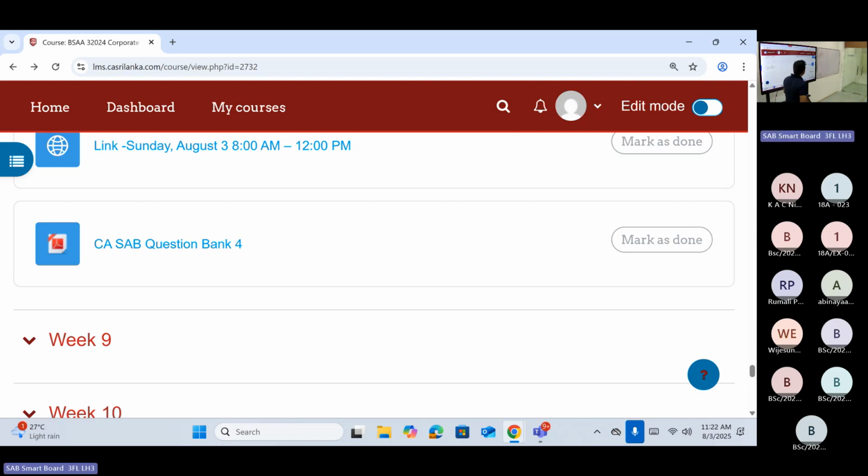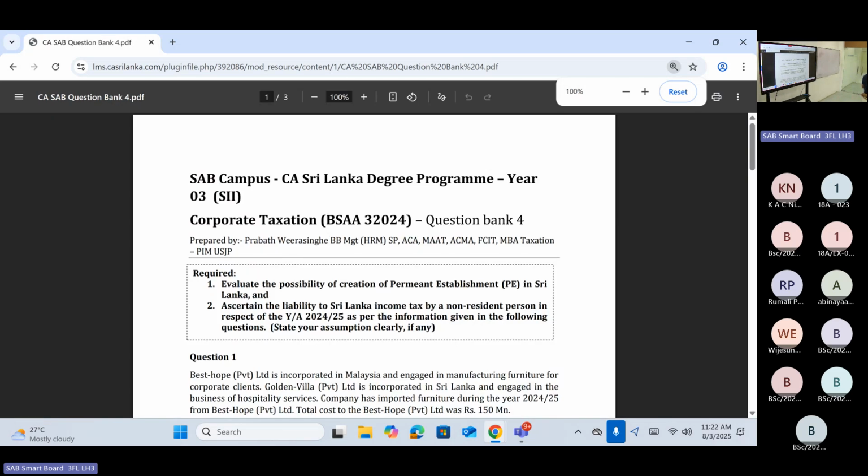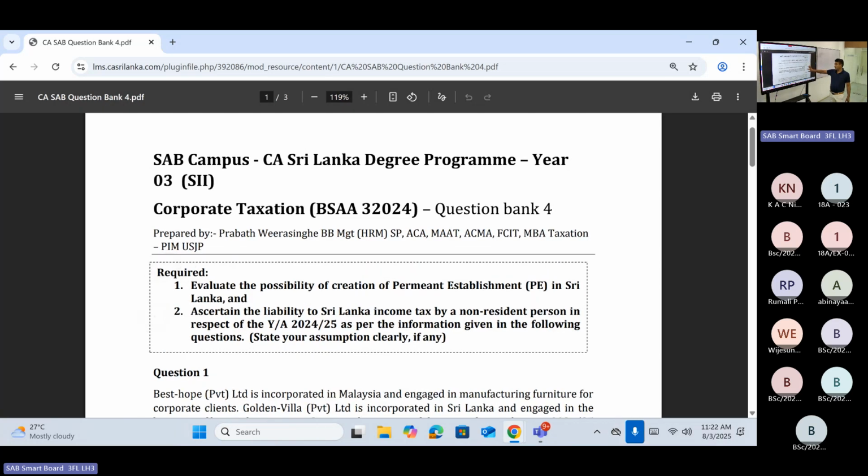And we'll start. So we'll have some questions. On the next day also we'll do some questions regarding the computation of income tax. With this one, right? This is actually question bank 4. Question bank 2 and 3 I will upload.